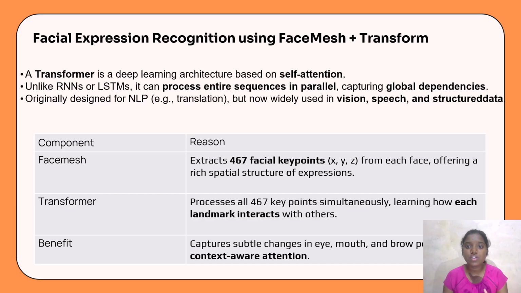So the reason for using face mesh and transformer is that Face Mesh can extract 467 facial points from each face, offering rich spatial structure for expressions. And the transformer can process all 467 key points simultaneously, learning how each landmark interacts with each other.